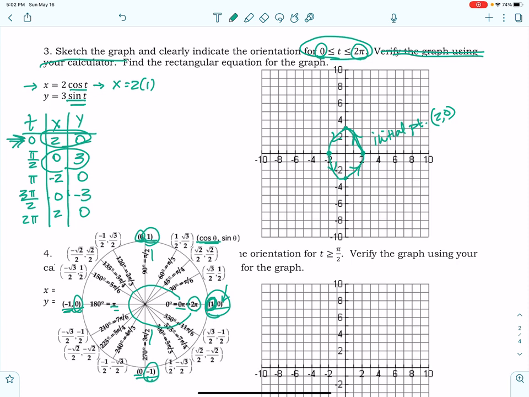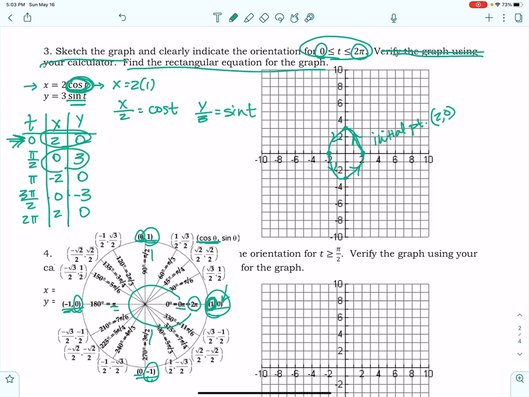All right, so finding our rectangular equation is a little trickier for these than it was on the others, because we have to consider the fact that we can't solve for t here. We can't isolate t. We can isolate cosine t and sine t, so let's do that. So x over 2 would equal cosine t, and y over 3 would equal sine t.